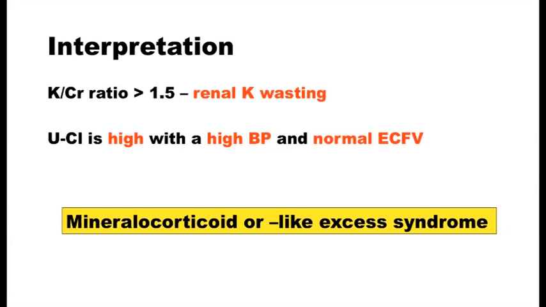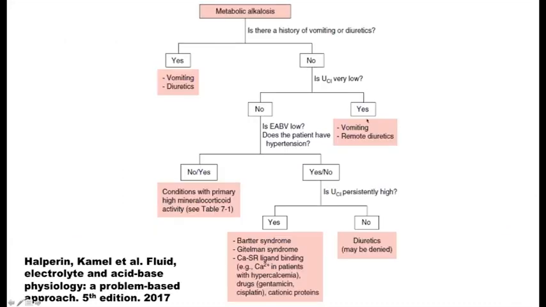So just to remind, on this algorithm over here, there was no history of vomiting or diuretic use. In fact, the diuretic was specifically stopped 1 month earlier. The urine chloride was not low, and the patient's effective arterial blood volume was not thought to be low, and the patient did have hypertension, which made us end up in this scenario here, conditions with primary high mineralocorticoid activity.